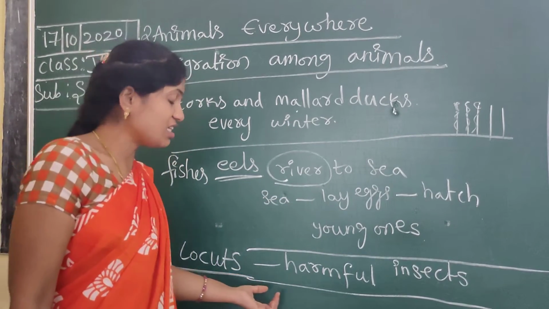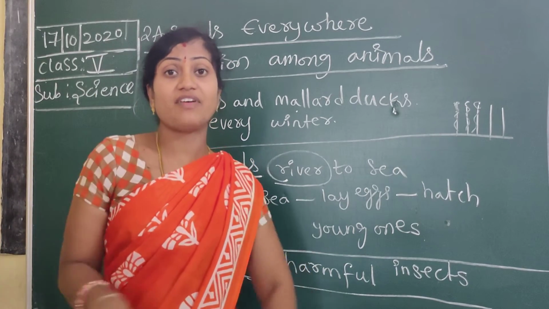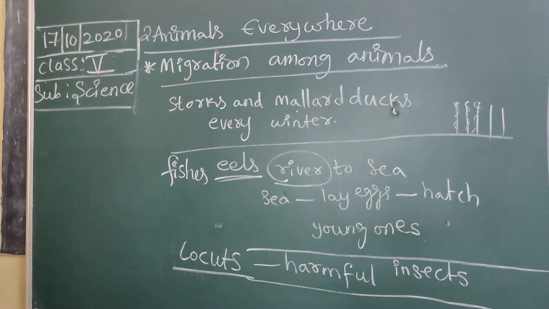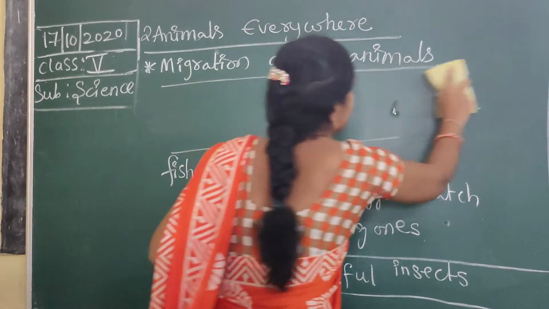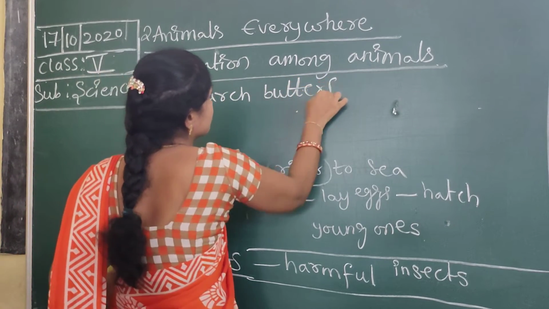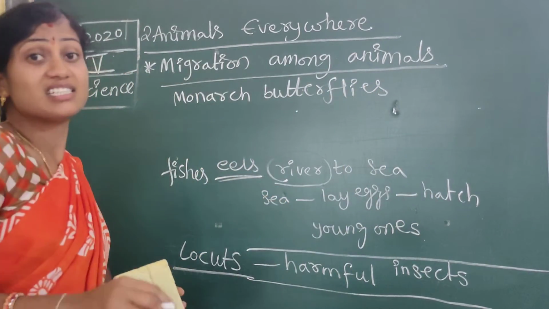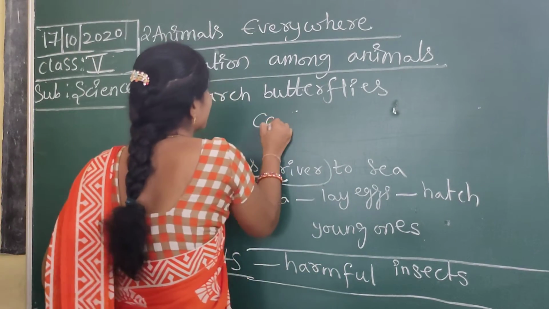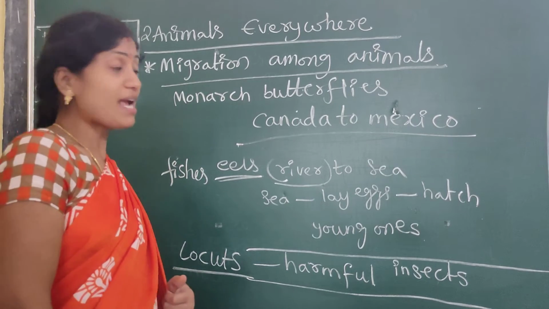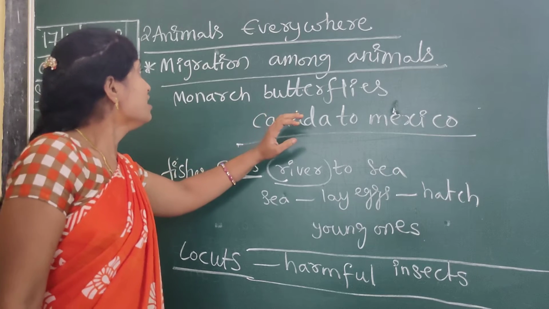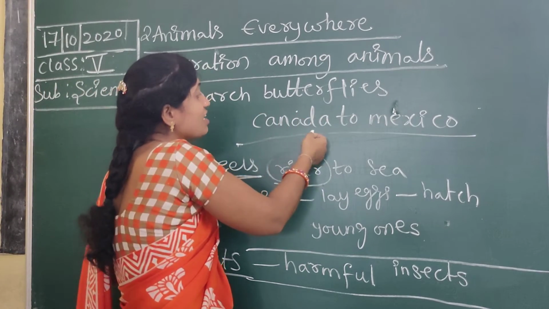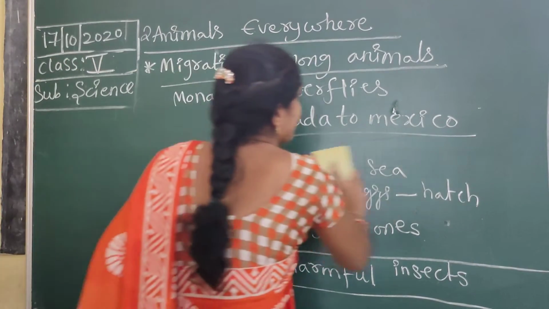Okay, children. Next, some butterflies also migrate. One special butterfly is the monarch butterfly. Monarch butterflies start their journey from Canada to Mexico. So they start their travel, their migration, from Canada to Mexico. Some butterflies also migrate, but here especially monarch butterflies travel from Canada to Mexico. Okay. Next.